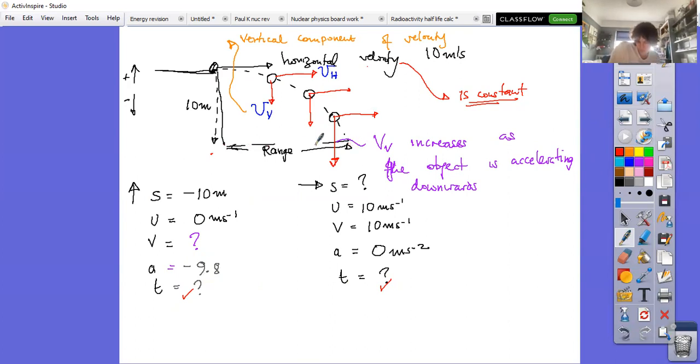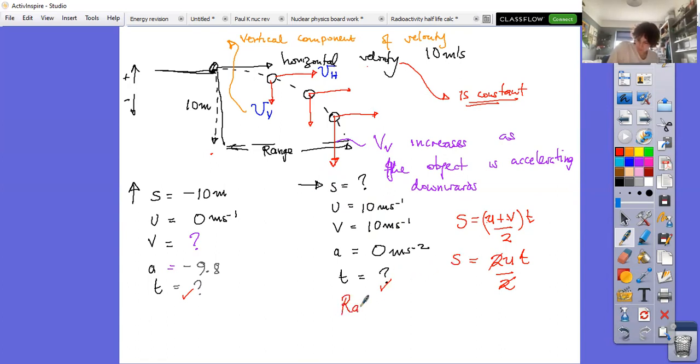Does that make sense? So now if I want to work out the range, I can use that formula: S equals (U plus V) over 2, multiplied by time. The U and the V are the same. Now I'm dealing horizontally here, so I have 2U over 2, they're both 10, the same number, multiplied by T gives me S.